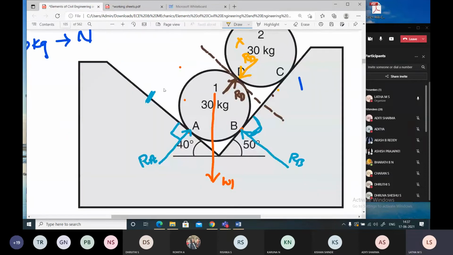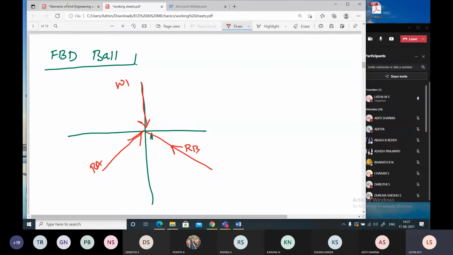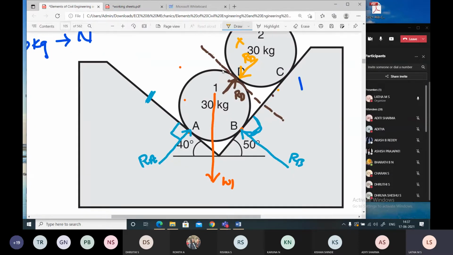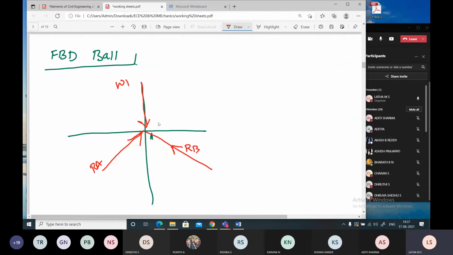And you find this W1. W1, it is along the axis. And what is this RD? In which quadrant is RD coming in? First quadrant, ma'am. First quadrant. So I take this direction of RD.